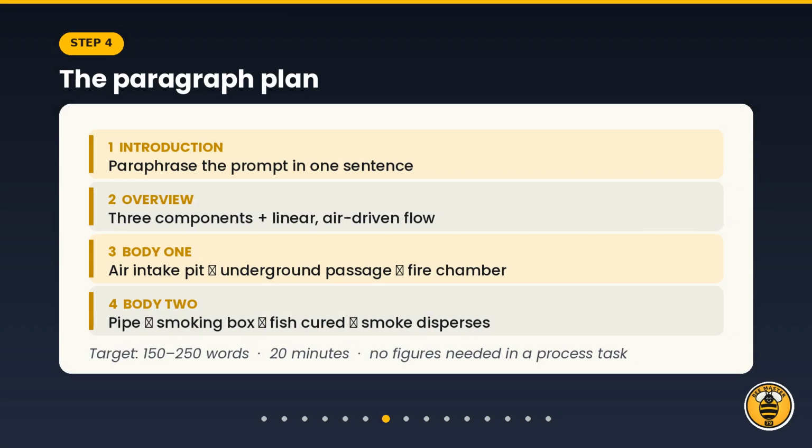So here is the plan. 4 paragraphs: a 1-sentence introduction that paraphrases the prompt, an overview naming 3 components and the linear flow, body 1 covering the air intake and the fire chamber, body 2 covering the pipe and the smoking box.